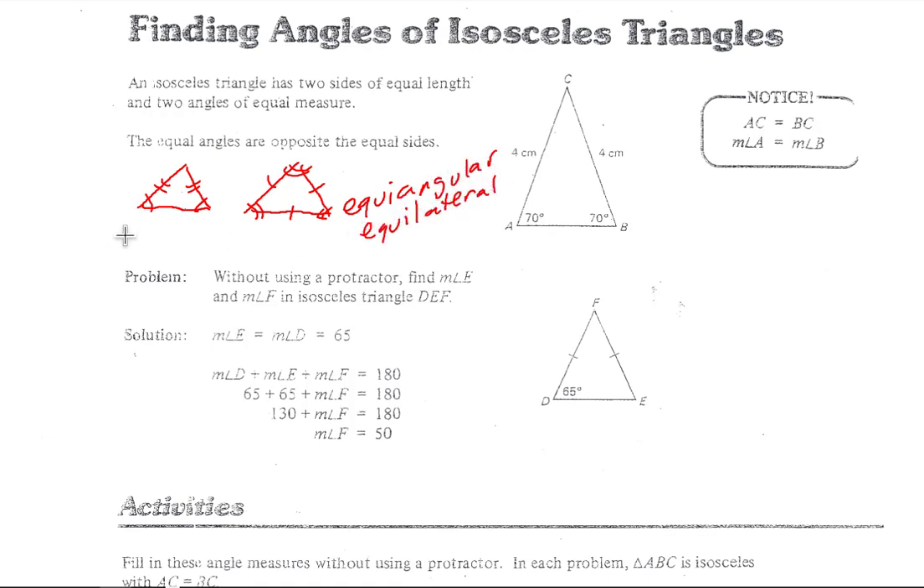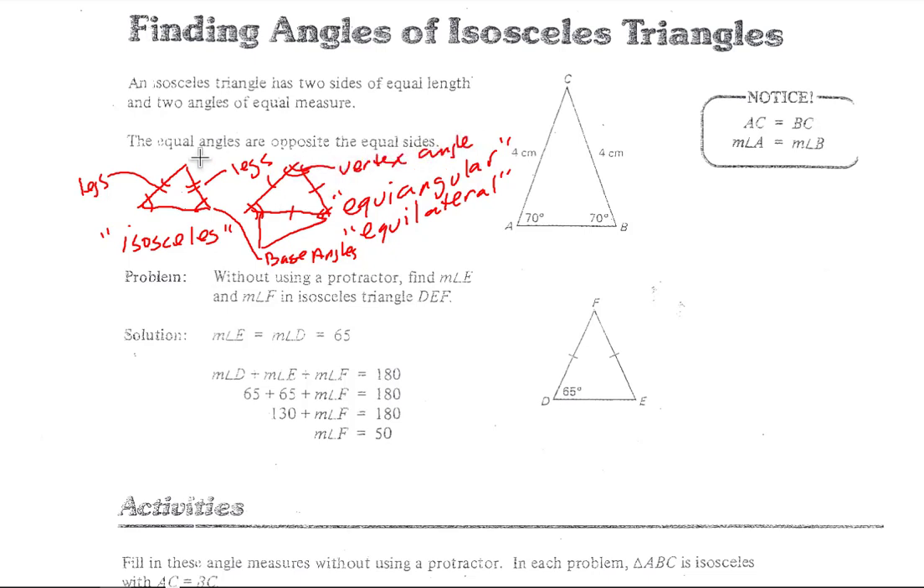So a regular isosceles triangle on the left has congruent base angles and two congruent sides, but an equiangular or equilateral triangle is also isosceles. We call the congruent sides of an isosceles triangle the legs. The congruent angles we call base angles, and the other angle we call the vertex angle. They want us to fill in these measures without using a protractor.